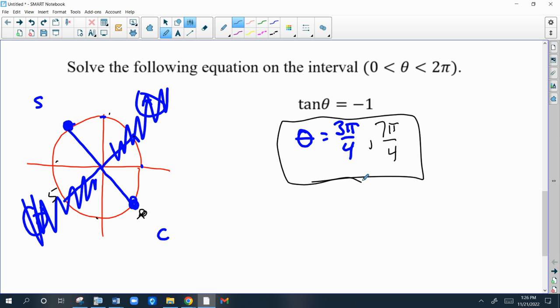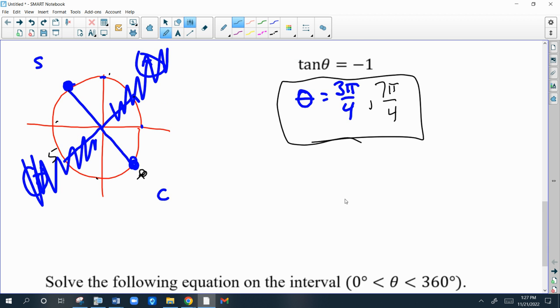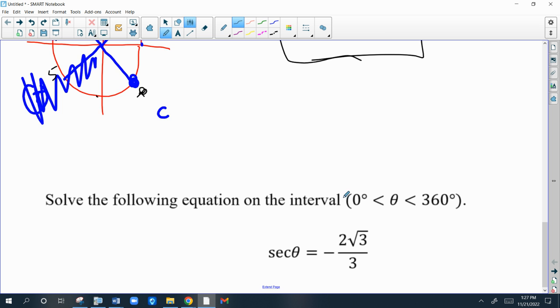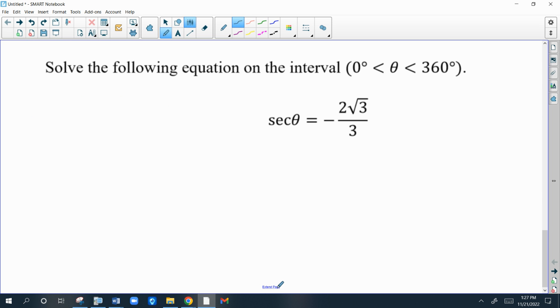Now it's very, very simple to check. Put your calculator in radian mode and type in tangent of 3 pi over 4, and then type in tangent of 7 pi over 4, and you should get -1. There's also another good way to check on the calculator that I'm going to show in a separate video, but let's finish this first. Same type of question, except now it's saying we're going from 0 to 360, which means we're still using the whole unit circle, but we're just in degree mode.